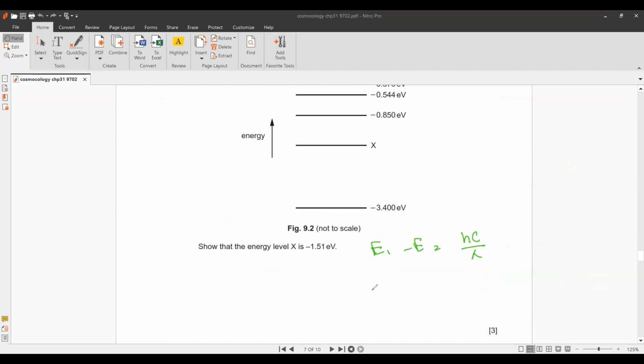So E1, we don't know what that is, basically X. Let's write X minus ground state, which is minus 3.400, equals to h, which is 6.63 into 10 raised to power minus 34, times c, which is 3 into 10 raised to power 8, divided by the wavelength. And to get electron volts, we'll also divide it with 658 into 10 raised to power minus 9. We will take the shortest wavelength.